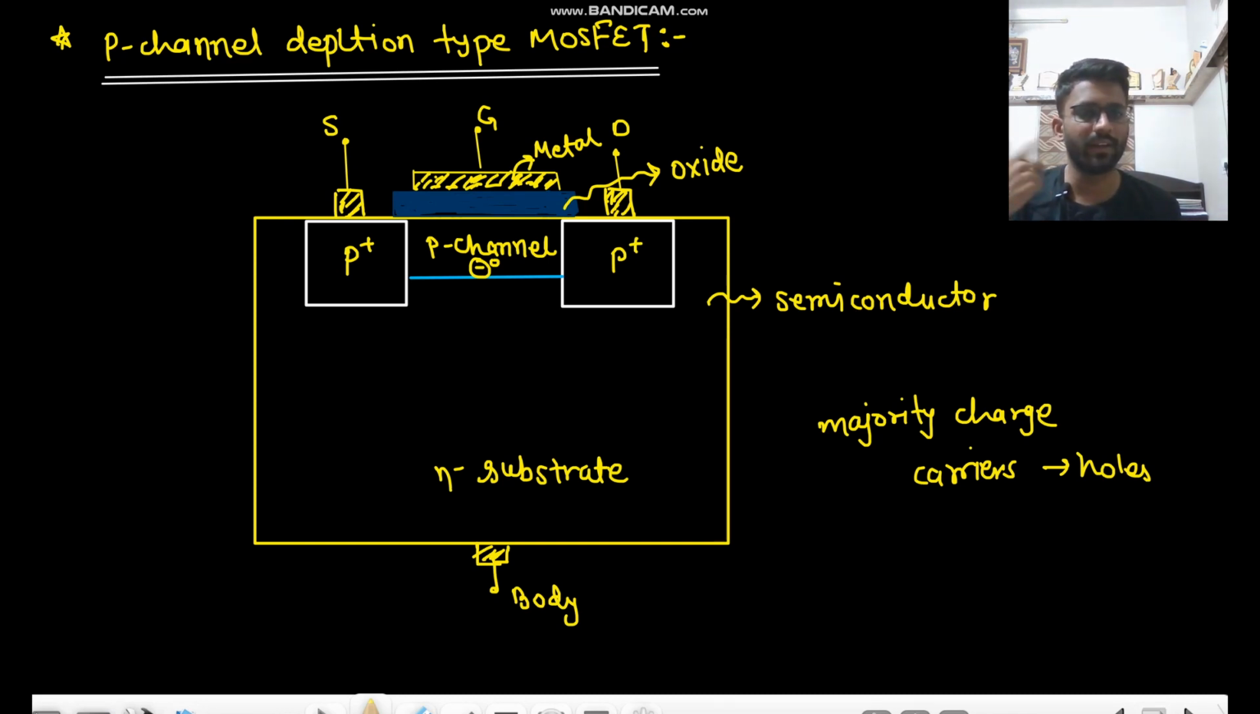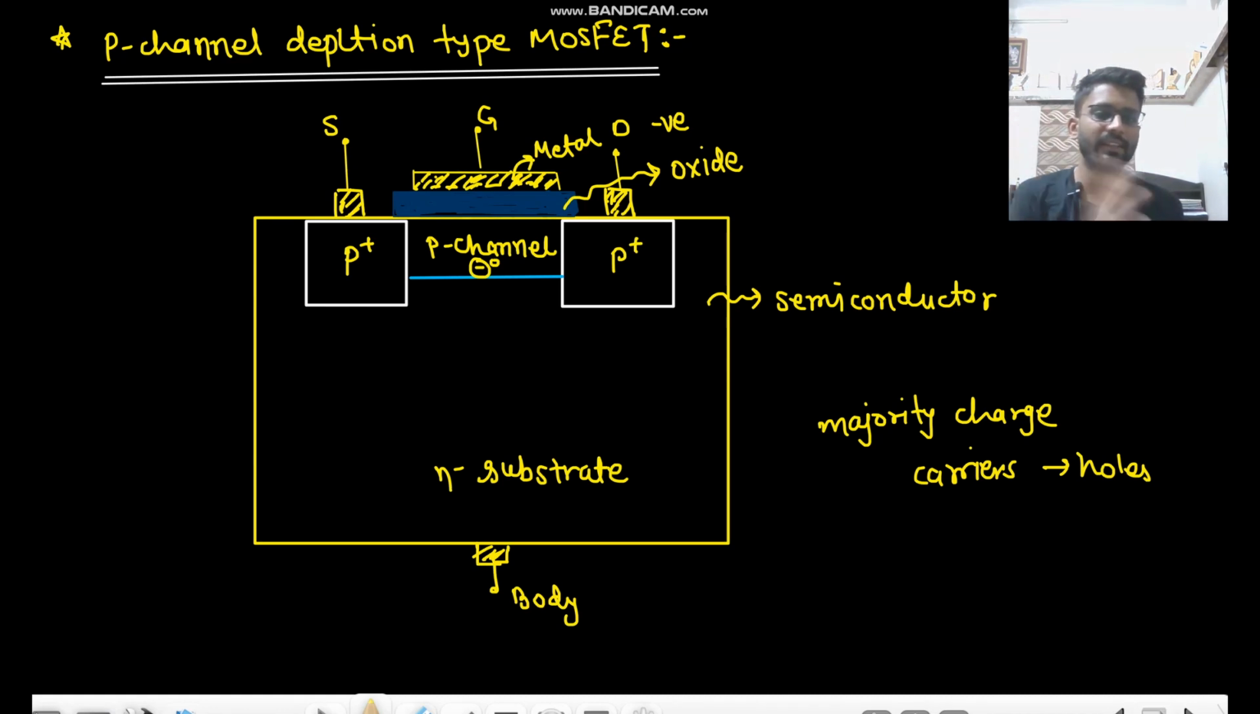If we apply the positive potential, it will repel the hole, right? The hole will get some repulsive force. So we can't apply positive potential. We have to apply negative potential so that it attracts the hole and the current flows. So the VDS we apply will be negative, and we will vary the VGS value.